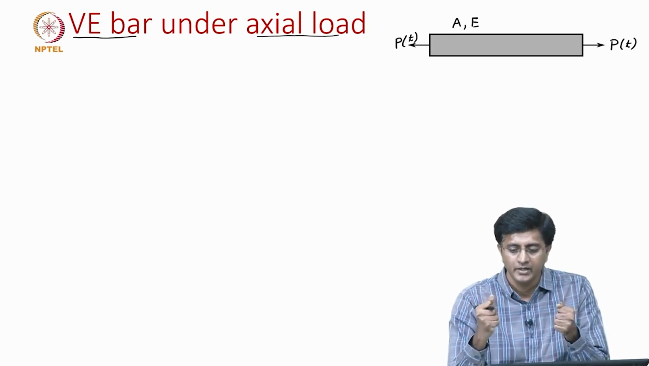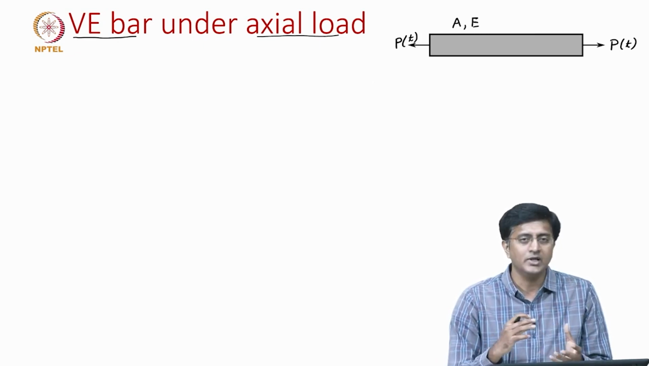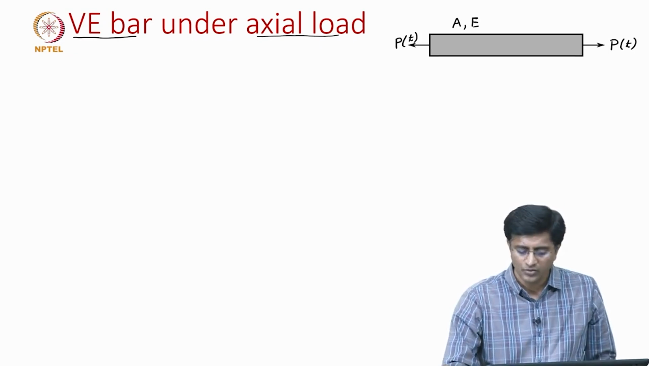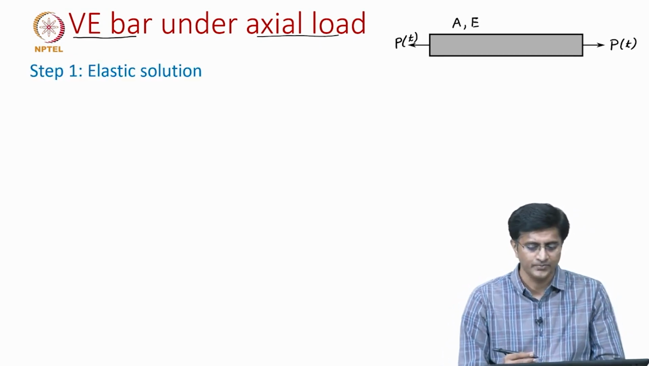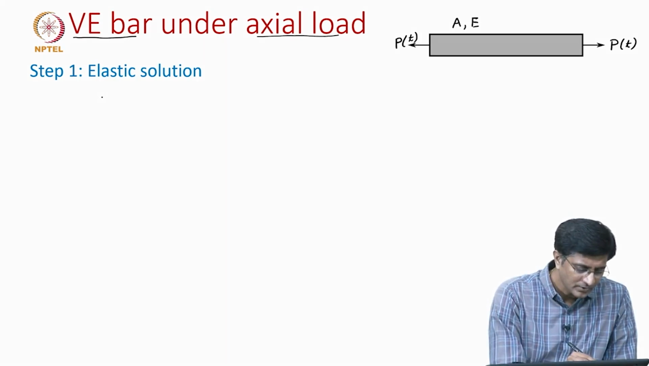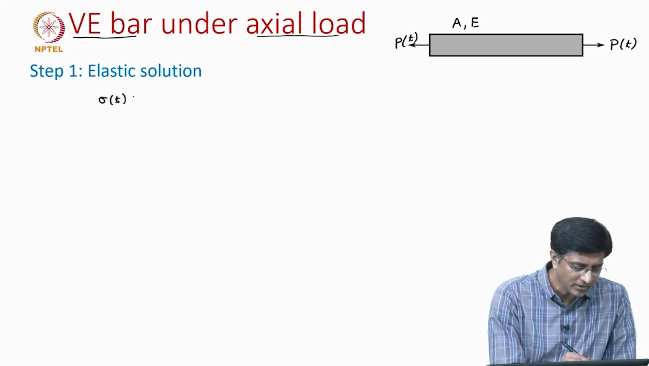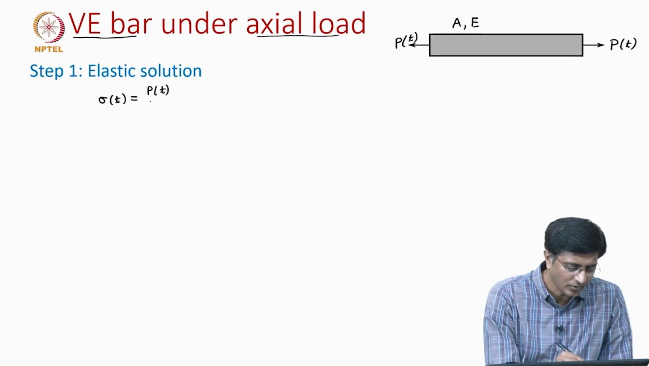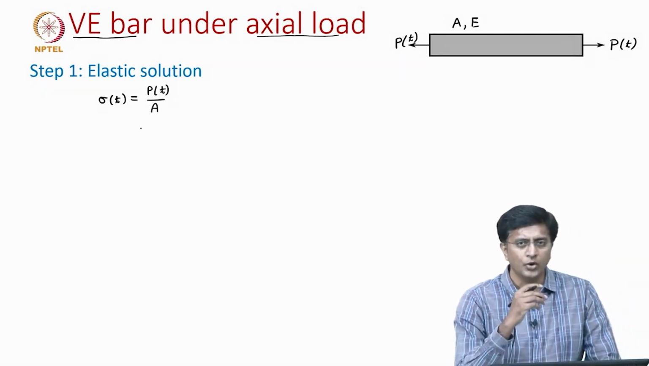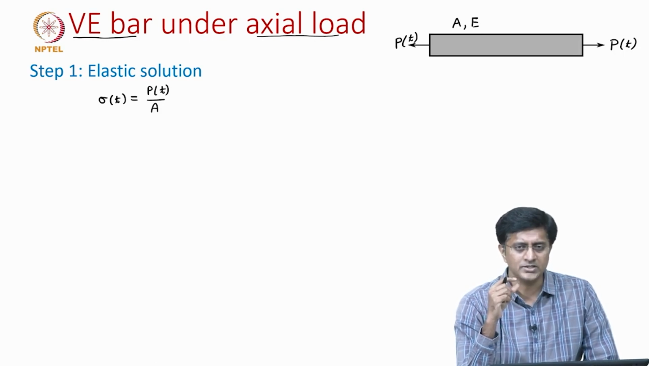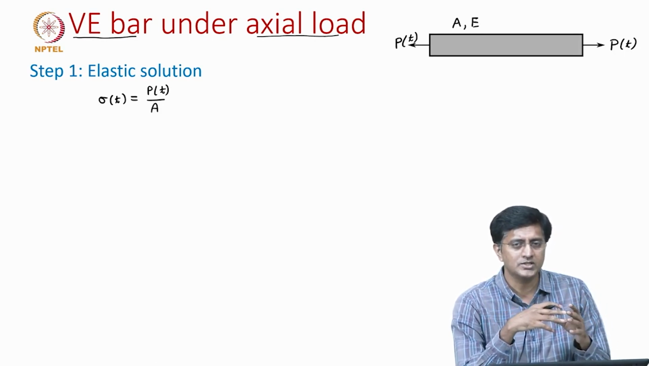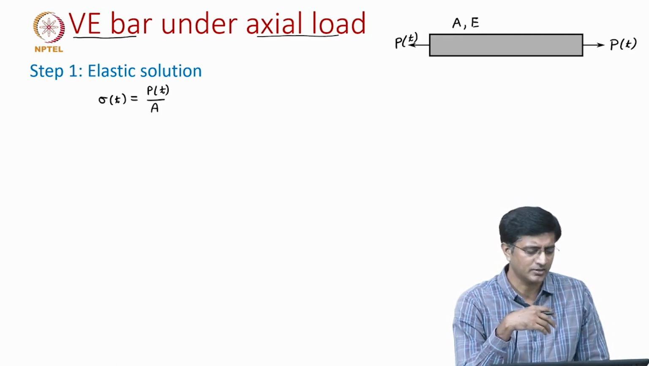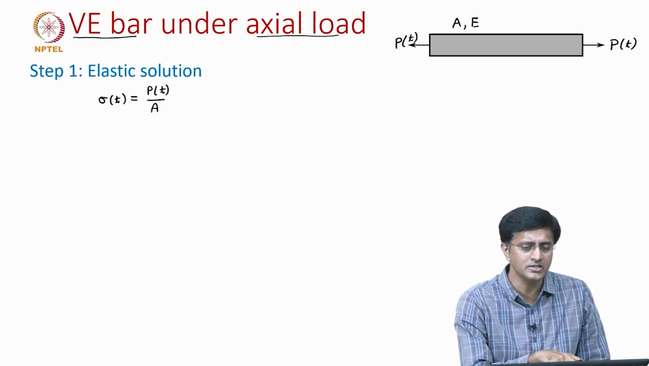When we apply a uniaxial load to a bar, using elasticity we know how to write the relations. So, first let us start with step 1, which is the elastic solution. How do we find the stress in the bar? The stress in the bar is simply the applied load per unit cross section: P of t by cross section A. Though we know that the cross section decreases, usually we apply viscoelasticity, especially linear viscoelasticity, for very small strains where the changes in the cross section can be neglected. So, we will assume the cross section area A is constant.